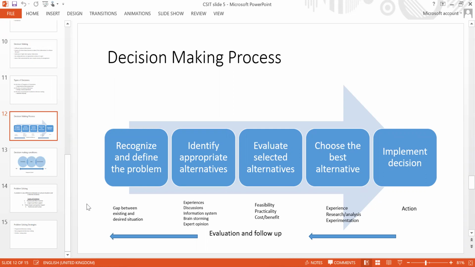Do the cost benefit analysis, see what are the benefits that you are going to get out of that alternative, and what will be the cost that will be incurred in selecting that. So on the basis of that, then you will choose the best alternative among the alternatives that you have.